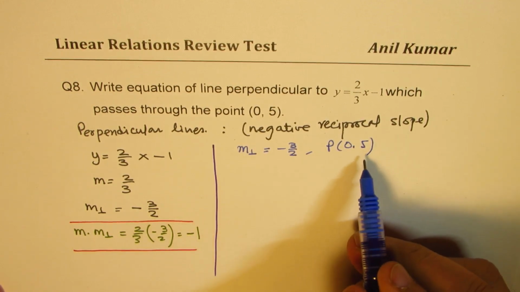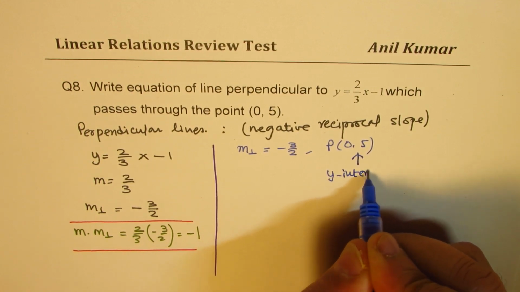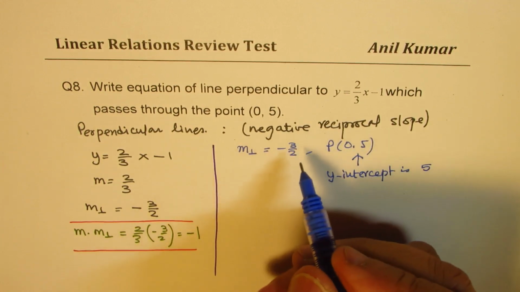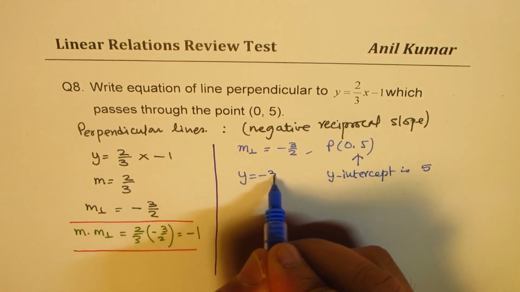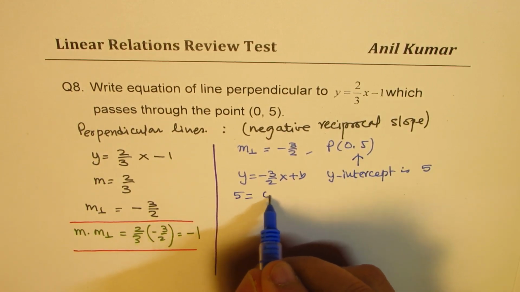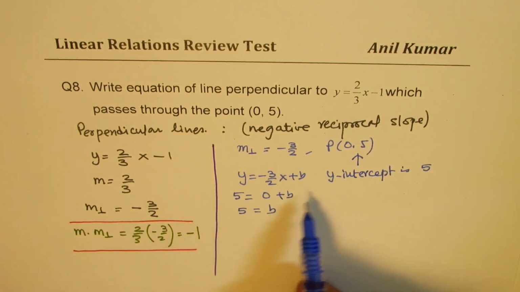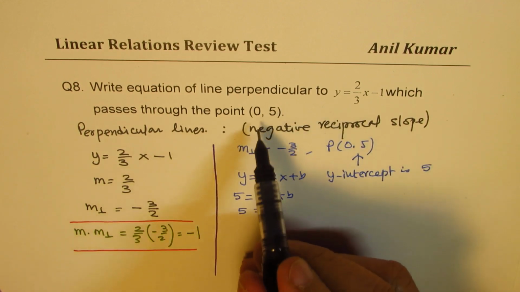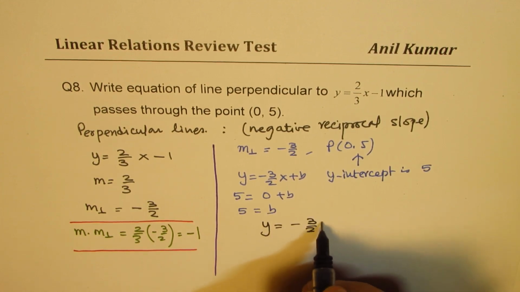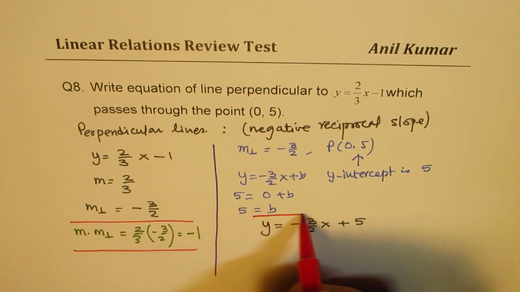Now (0, 5) directly means y-intercept. (0, 5) means what? Y-intercept is 5, right? So when x is 0, this is. If you substitute in y equals minus 3 over 2 x plus b, 0 and 5, you get 5 equals 0 plus b, which gives you b as 5. But there is no need to do this, since we are given the y-intercept. So the equation is y equals minus 3 over 2 x plus 5. So that becomes the solution.